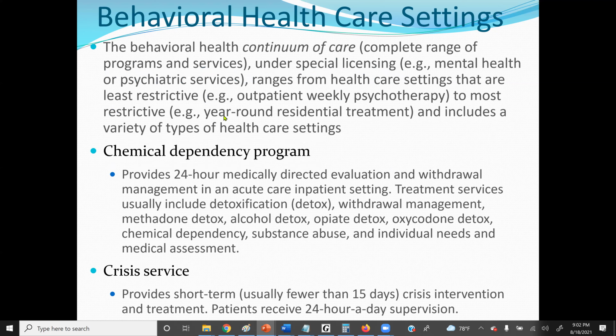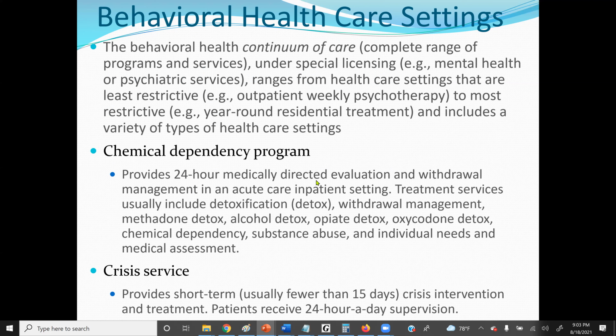Now, with behavioral healthcare settings, these must be under a special licensing by the state. A healthcare center dealing with, again, mental health or psychiatric services must get a license from the state. And this can range from healthcare settings that are least restrictive, an example being outpatient weekly psychotherapy, to most restrictive, which can be year-long residential treatment. A residential treatment is more or less like an inpatient admission process.